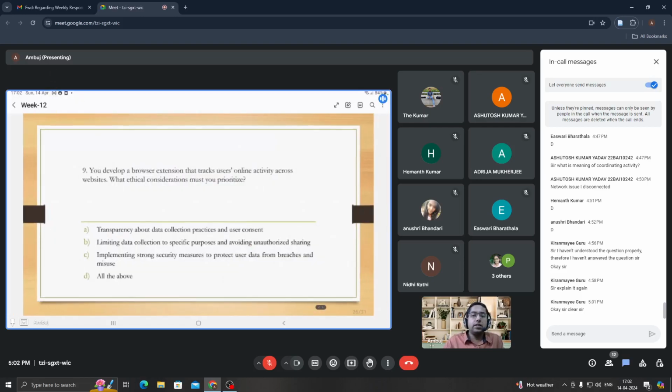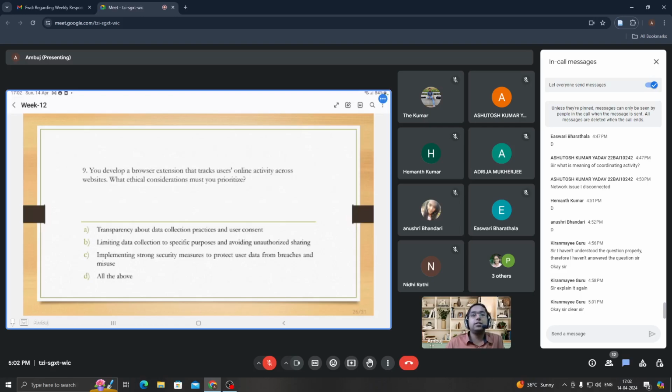You develop a browser extension that tracks users' online activity across websites. What ethical considerations must you prioritize? What would be the ethical considerations which you need to prioritize? Try to answer this question.